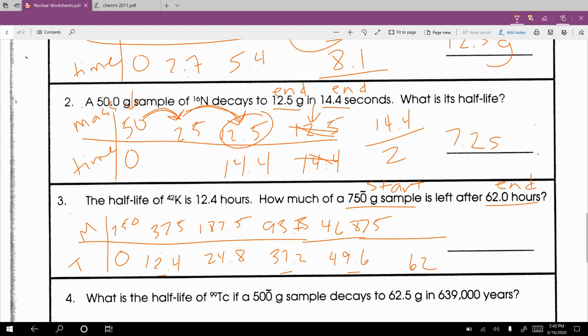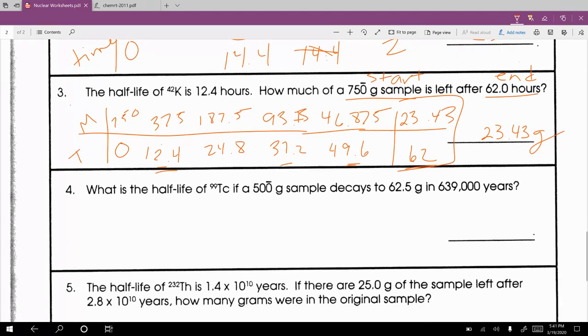46.875 cut in half is going to be 23.43. And then 49.6 plus that 12.4 half-life, right? Time keeps getting added on. And there is our end, right? After 62 hours, there is only 23.43 grams remaining. All right, let's move on to the fourth question.